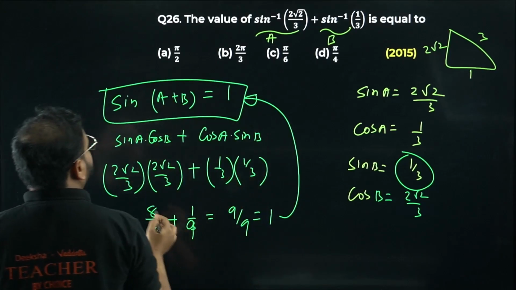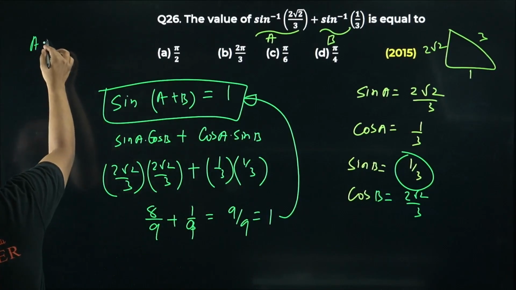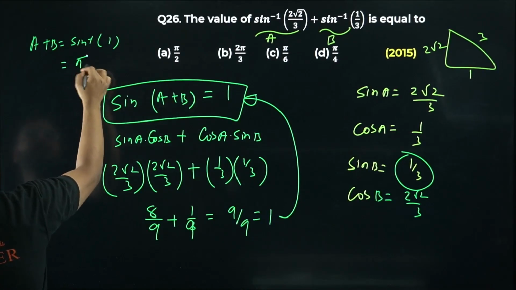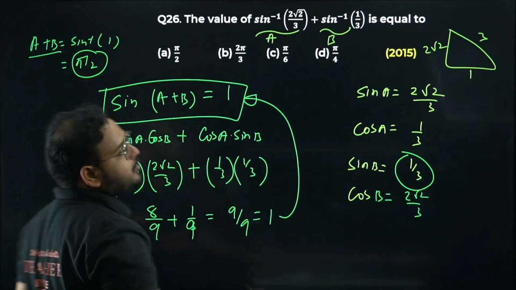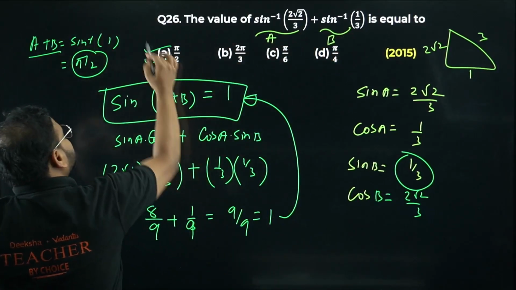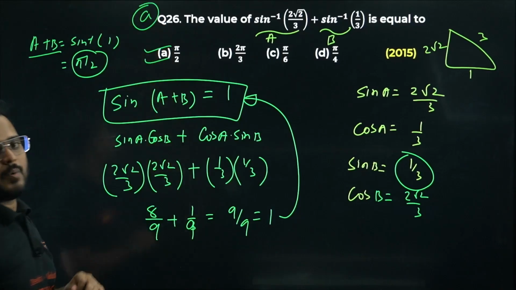This is coming as 1, right? It means that I can take A plus B as sine inverse of 1, which is simply pi by 2. So I was looking for the value of A plus B only. A plus B is going to be pi by 2. Option A is correct.